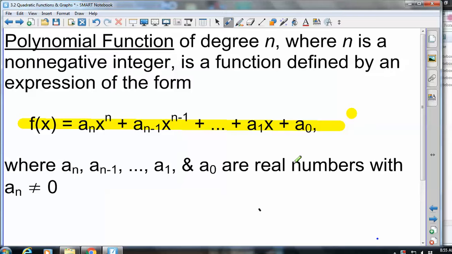What that says is a polynomial has terms being added or subtracted. All of these a's represent coefficients, and then you have the powers of x. So please just write that part in on the line there.